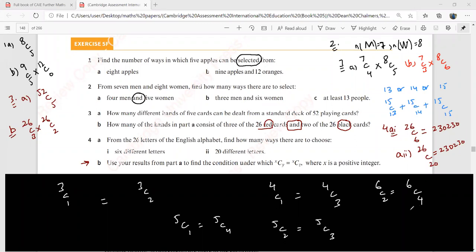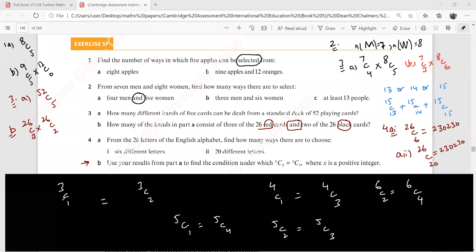Because 2 plus 4 is 6. Yeah. For example, if you want to choose 2 from 6, the question is, you want to choose 2 from 6. And another person is saying, no, I'm going to reject 4 from 6. So selecting 2 from 6 is same as rejecting 4 from 6. So that is why you have the same answer.